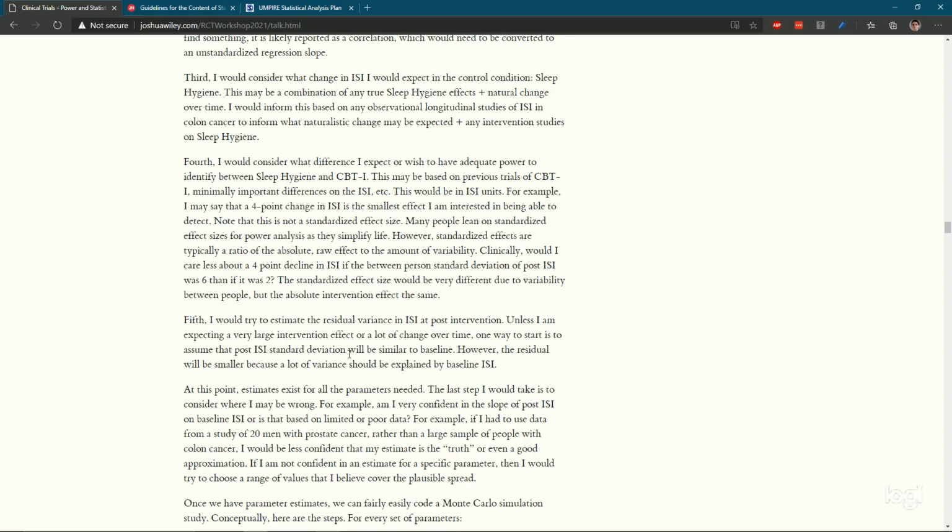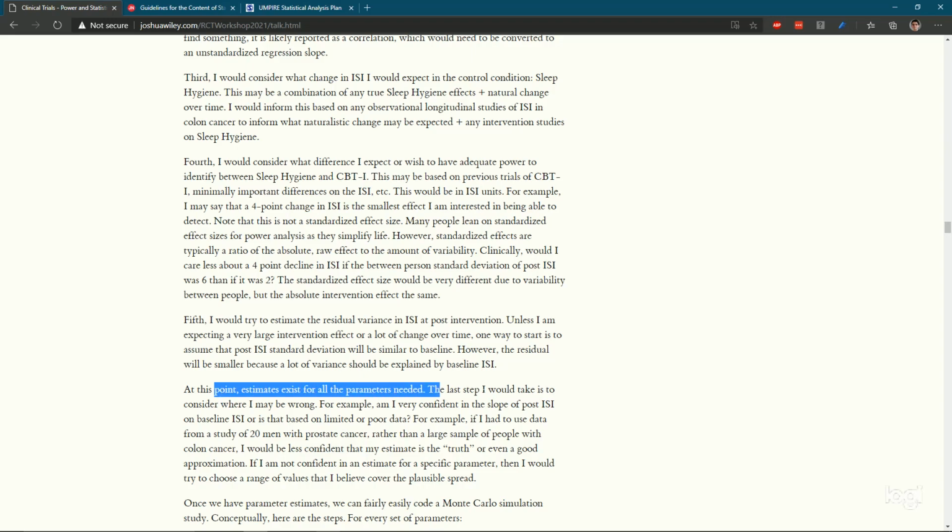So fifth, I try to estimate what the residual variance of ISI is at post-intervention. Unless I'm expecting a very large intervention effect or a lot of change over time, one way that I often start with this is that I might assume that the post-intervention ISI standard deviation is pretty similar to baseline. The residual will be smaller because a lot of the variance should be explained by baseline ISI, assuming that those are correlated over time. But I'll say, well, if I wasn't controlling for baseline, I might assume that the standard deviation is about stable over time. That doesn't always pan out, and again, lean on literature, try to find estimates to fill this in. If you have actual data, that's the easiest.